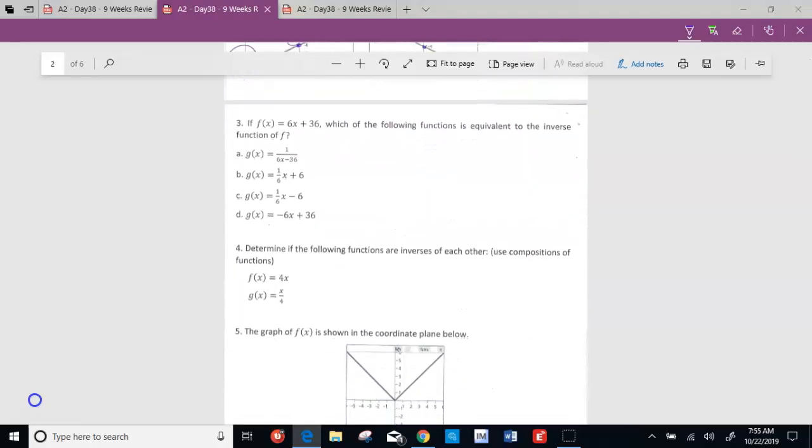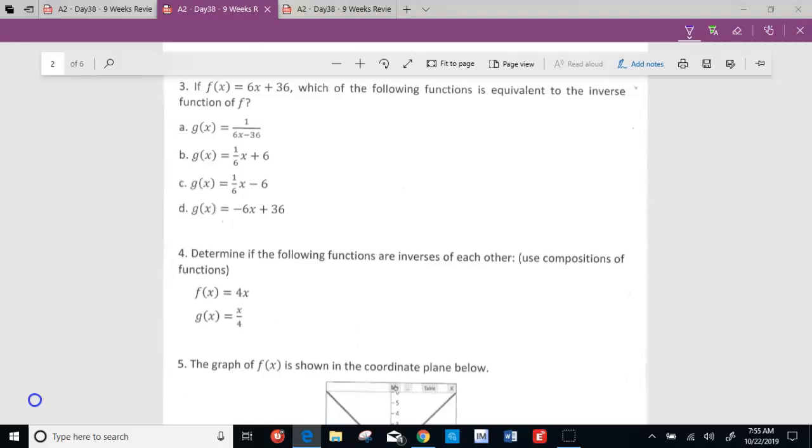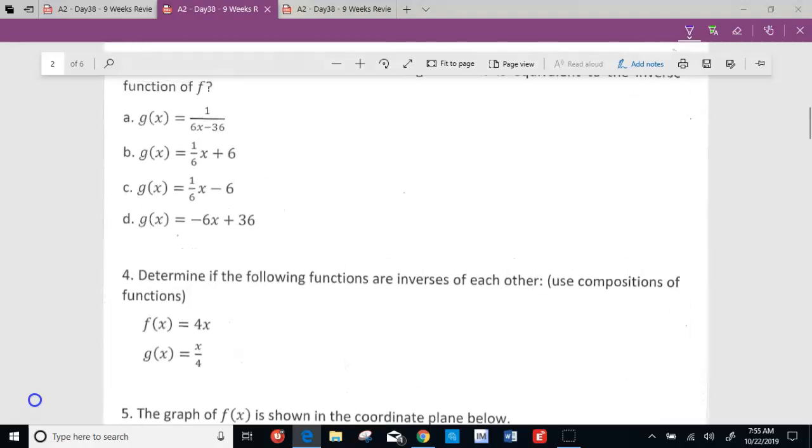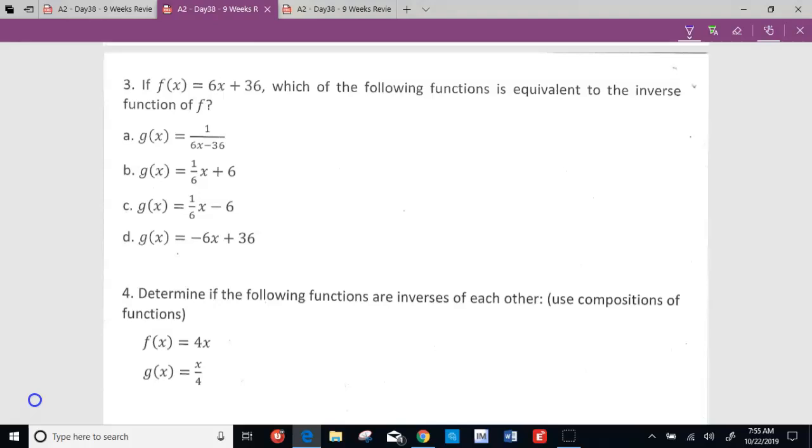Next, number 3. Let me zoom back in there to give myself some room. All right, and here we go. Number 3. If f of x equals 6x plus 36, which of the following functions is equivalent to the inverse function of f? Same thing like the last problem. I'm going to first take this f of x notation and turn it into a y. Y equals 6x plus 36.